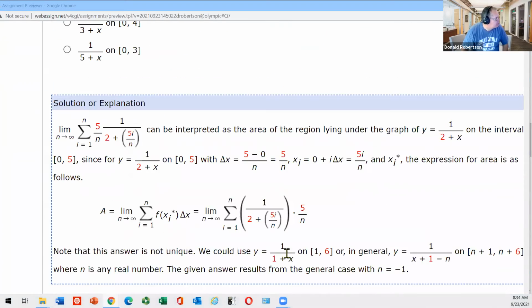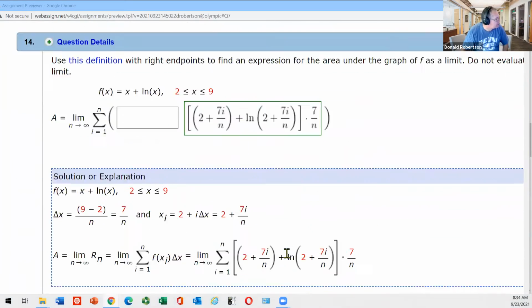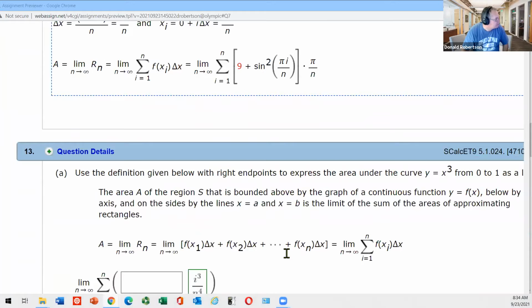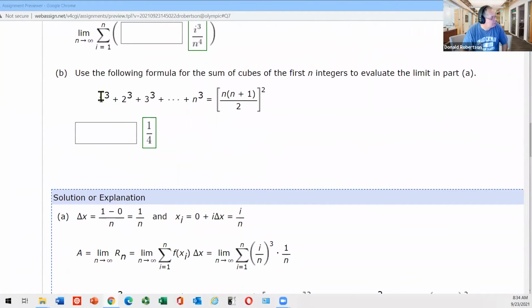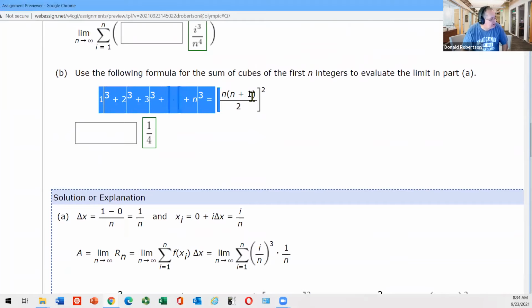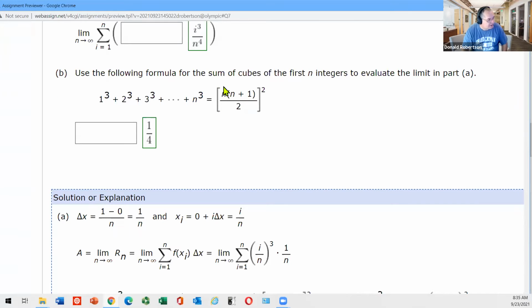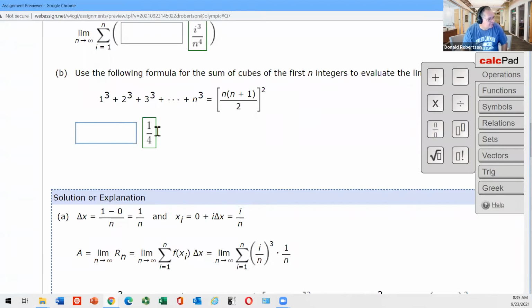Could I explain 13b again? Sorry, I didn't catch that earlier. So 13b. Oh, in 13b, they're telling you that's true. That's a piece of information they're just giving you. And if you remember back in my notes, I used that to eventually get the quarter. So 13b, the only thing that's your answer is here. And all you would type in would be a quarter.